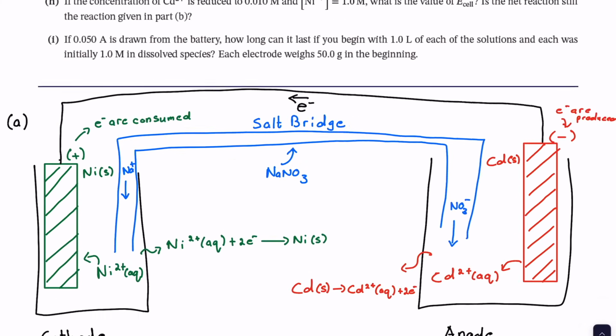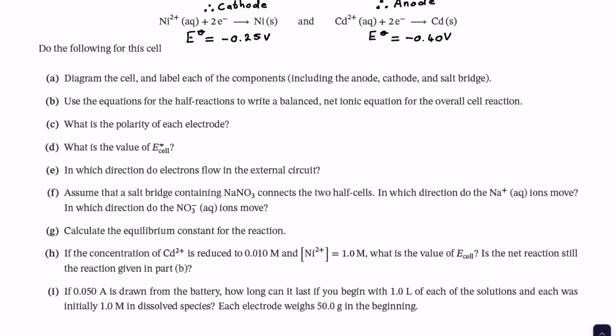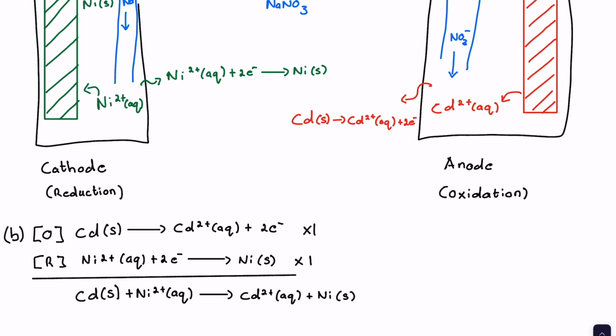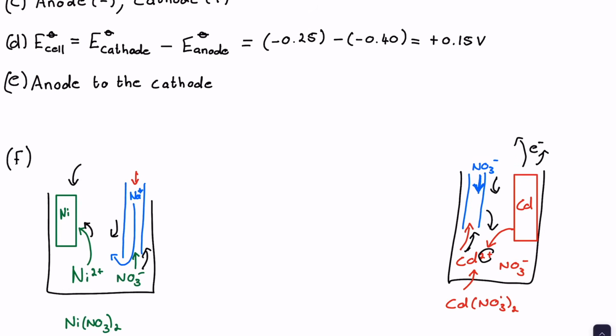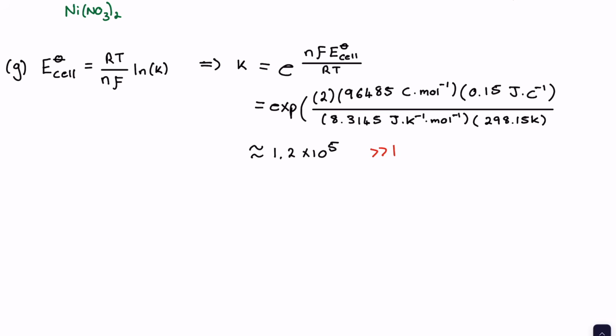Okay, so let's look at question H. Question H now says, what happens if we were not at standard conditions? What is the value of E cell? And if we change these conditions, is the net reaction still as we had it in question B? So in other words, is this still the forward reaction? So let's look at what happens with E cell if we use the Nernst equation.